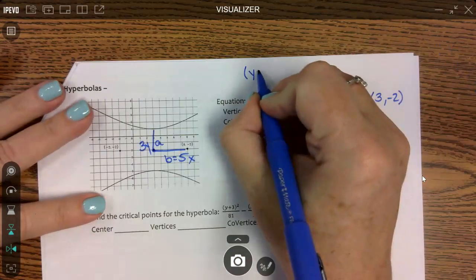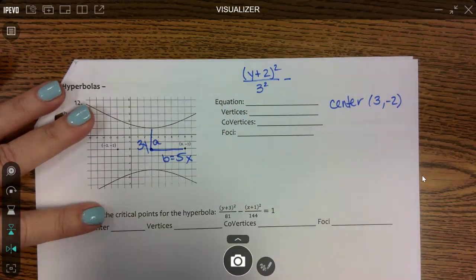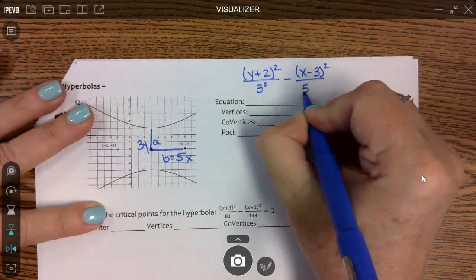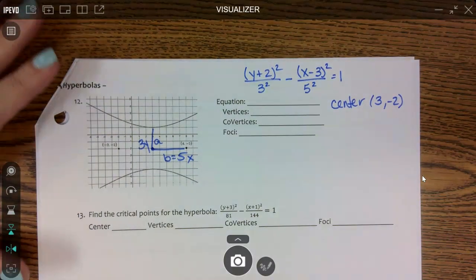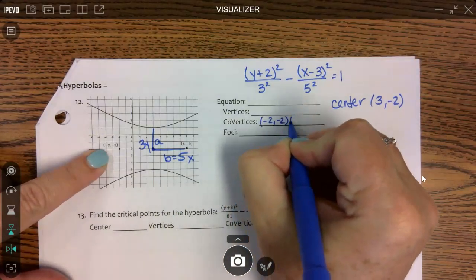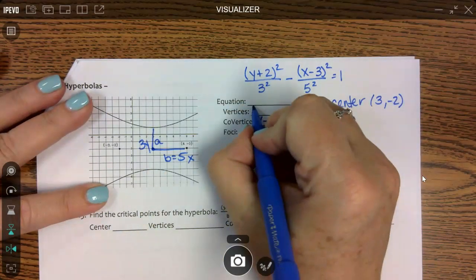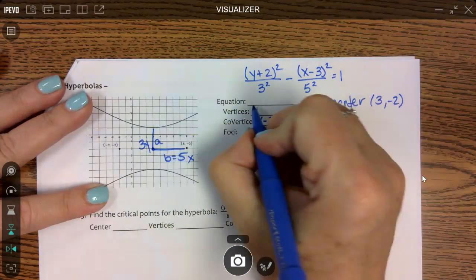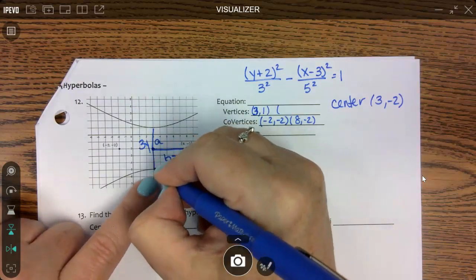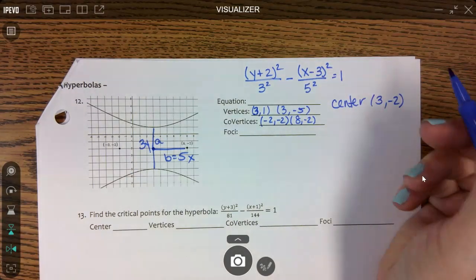So (y + 2) squared over 3 squared minus, remember hyperbolas are minus, (x - 3) squared over 5 squared equals 1. Okay, so we already have our co-vertices right here. So let's go ahead and get those: -2, -2 and 8, -2. The vertices here were 3, 1, and 1, 2, 3, yep, 3, -5.